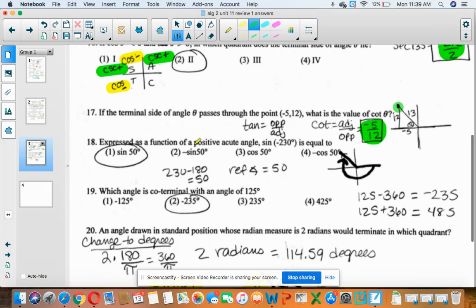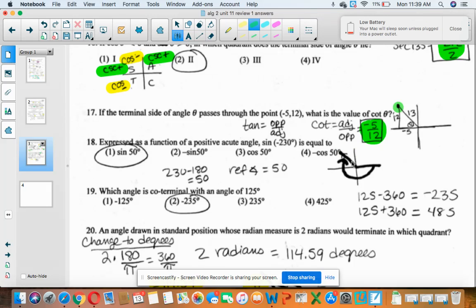Number 18, expressed as a function of a positive acute angle, the sine of negative 230 is equal to. So I drew a little visual right here. Negative is starting here and going clockwise. It's negative 230, so I'm going past 180. How much past 180 am I going? I'm going 50 past that.